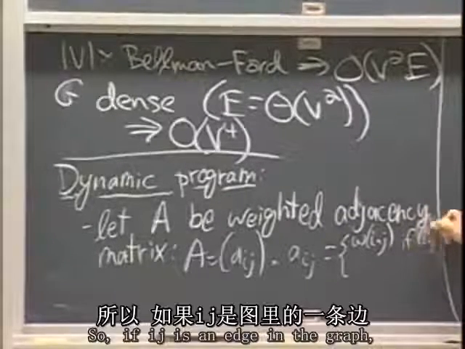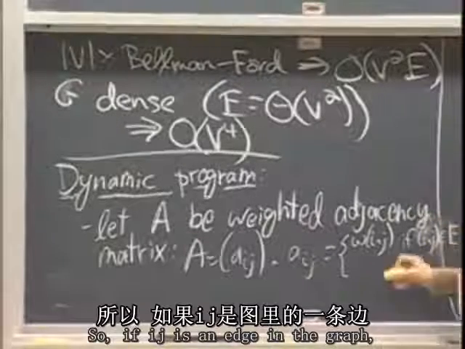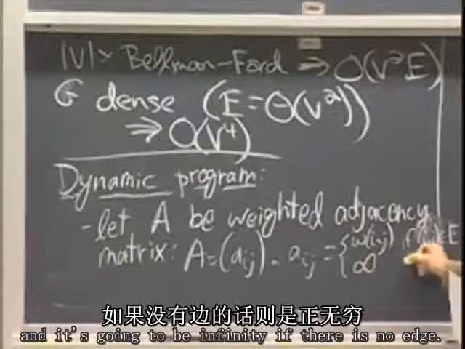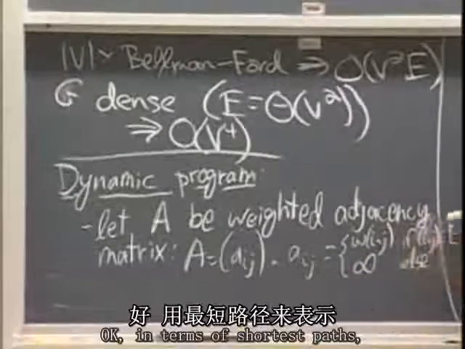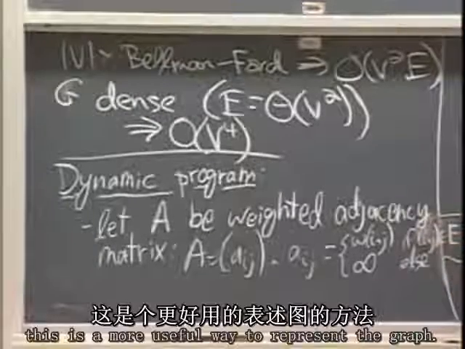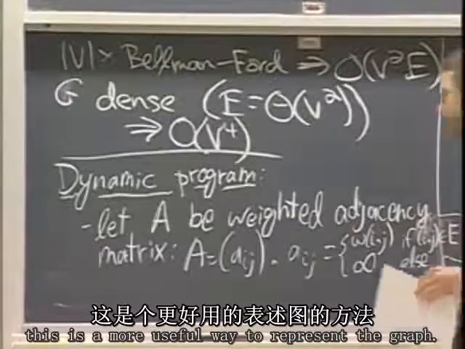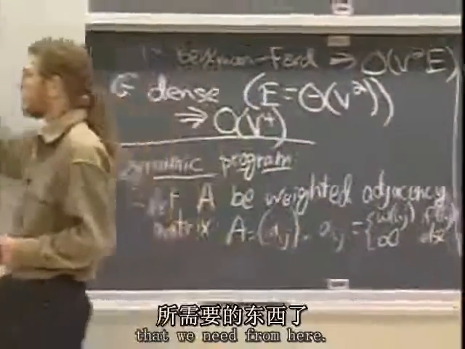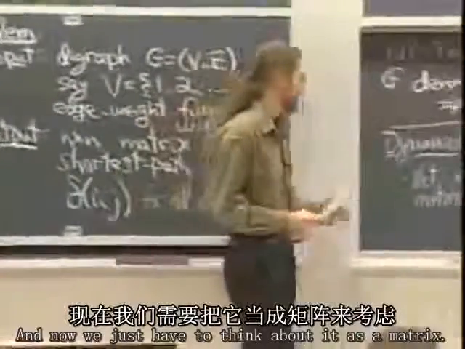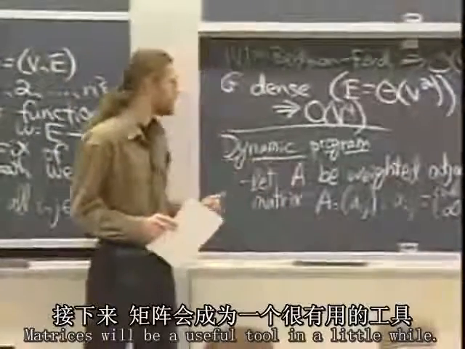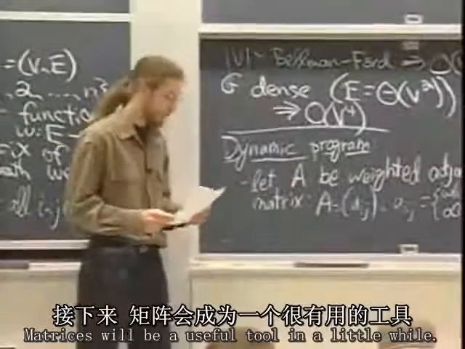So if ij is an edge in the graph, and it's going to be infinity if there is no edge. Okay, in terms of shortest paths, this is a more useful way to represent the graph, right? So this encodes everything that we need from here. And now we just have to think about it as a matrix. And matrices will be a useful tool in a little while.